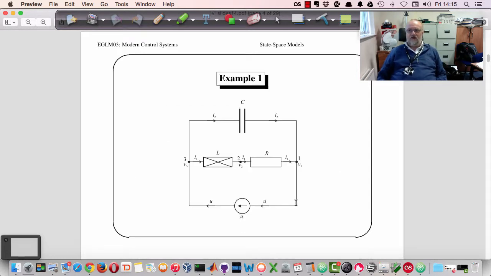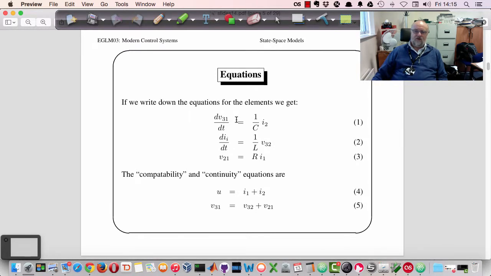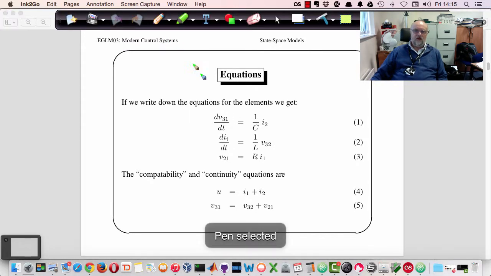As a sort of motivating example, I'm going to use this simple circuit where we've got a resistor, capacitor and an inductor in series with a source. The source is a current source in this particular case, and I want to develop the state equations from this model. So if we write down the equations for the elements in the circuit, we have one element which is due to the capacitor. Basically the current in the capacitor is equal to C times the derivative of the voltage across the capacitor.